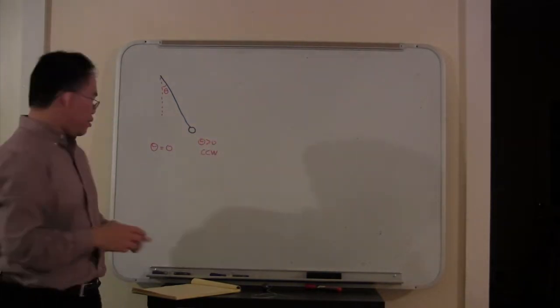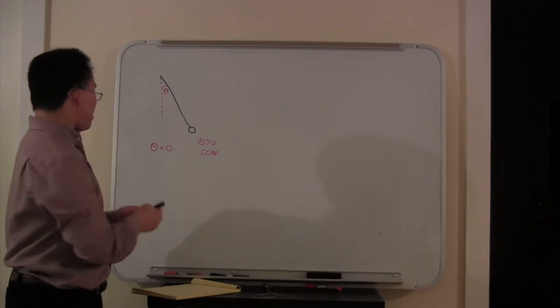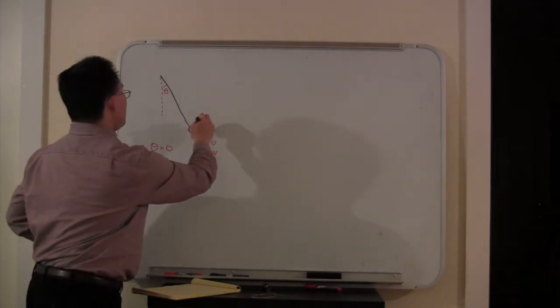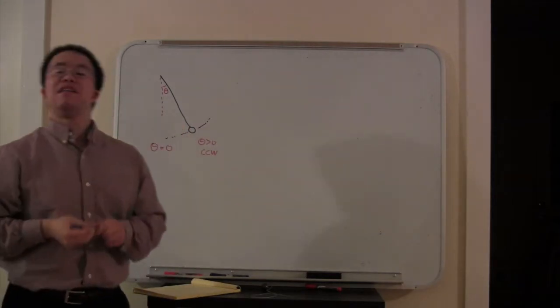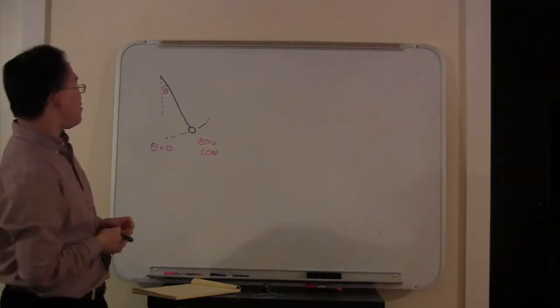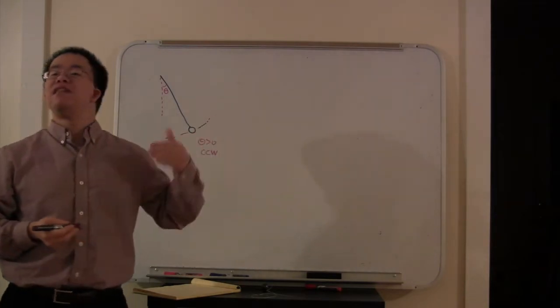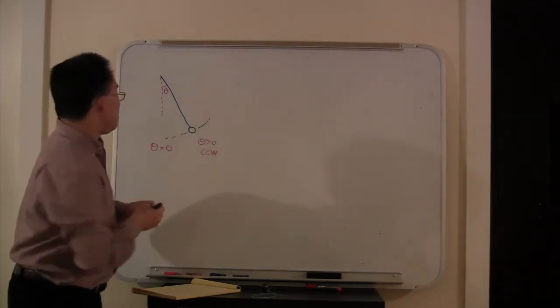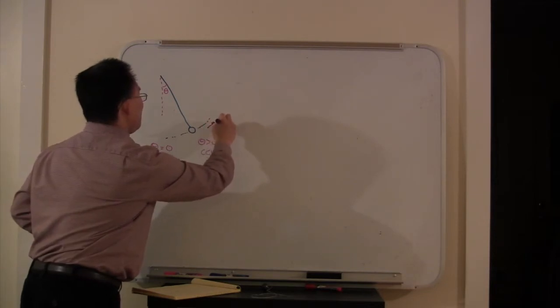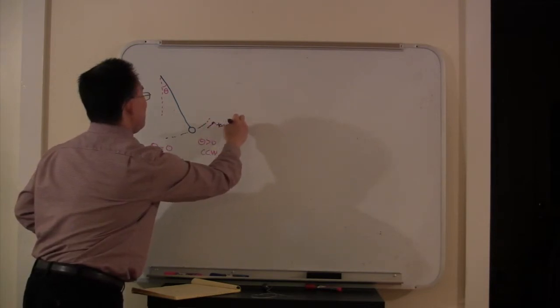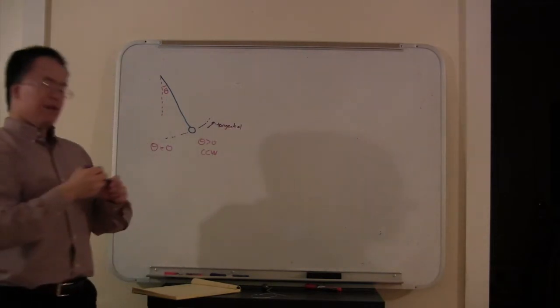And what this also means is that, remember when we talked about circular motion, we talked about radial and tangential, right? So I'm going to take the positive tangential direction to be also counterclockwise.